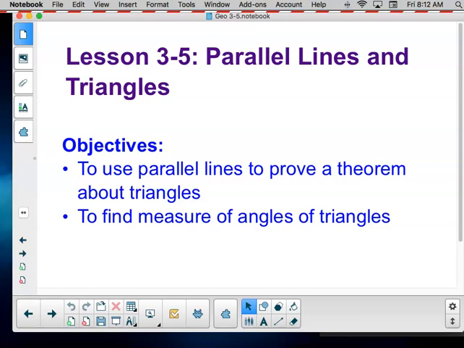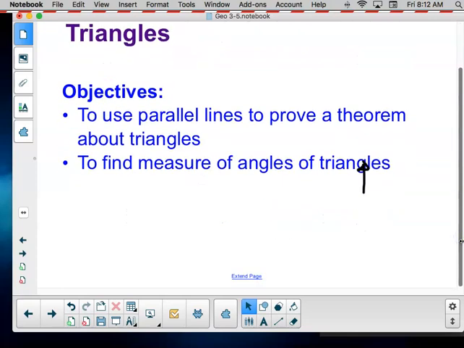Okay, geometers, this is lesson 3.5, parallel lines and triangles. Our objectives today, let's make sure we know what our objective is: to use parallel lines to prove a theorem about triangles, and to find the measures of angles of triangles. So we're going to do two things today, so make sure you get that objective down.